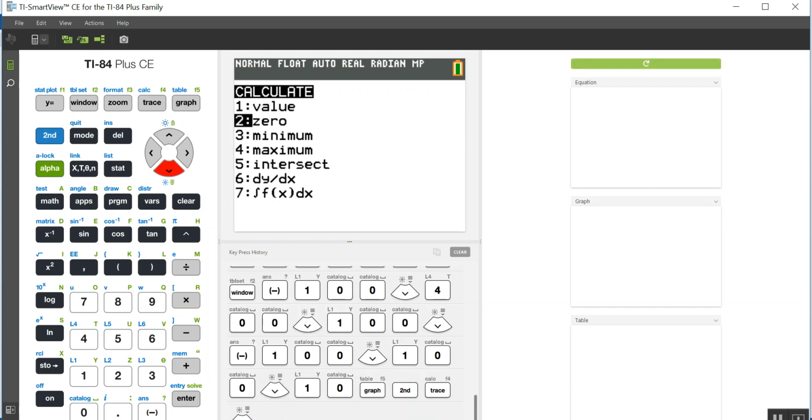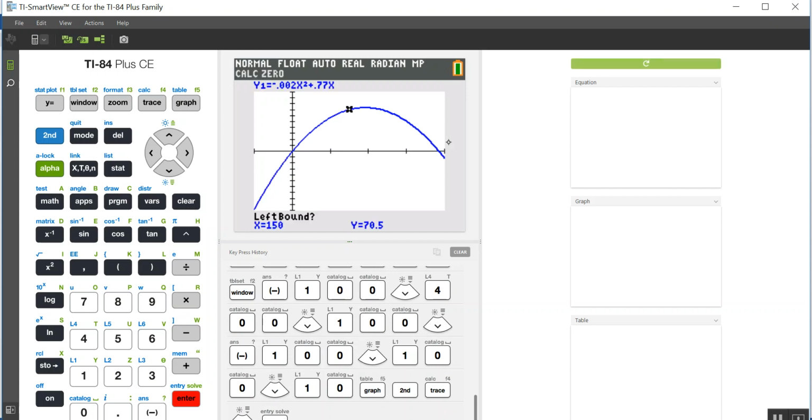I'm going to be looking for a 0, and the 0 that I want is the one over here. So I'm just going to move my cursor. Moves a little slowly. So let's go for that. Let's hit enter. And now that's my left bound. Now I want my right bound. It's got to be all the way over here. So this is going to unfortunately probably take a little bit of time to move it all the way over there.